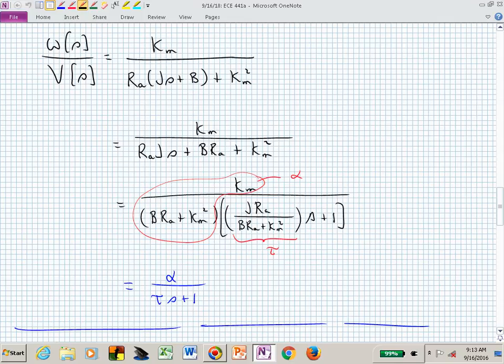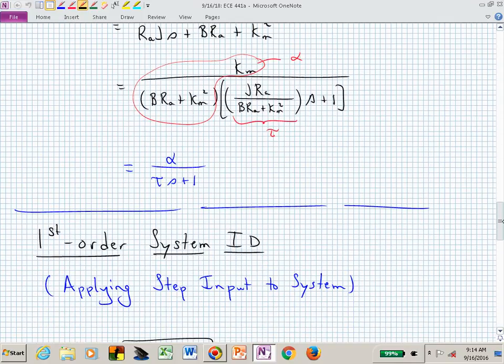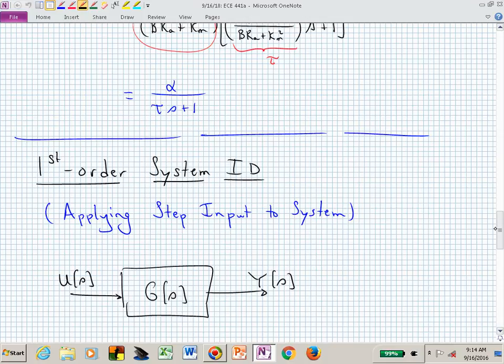Again, we have this first order transfer function. That should get you thinking about a lot of different environments where a first order dynamic behavior results or occurs. And we will be wanting to maybe change those dynamics or modify those, but first we have to identify those. And in terms of identifying a first order transfer function, how many unknown coefficients are in that transfer function? 2. Alpha, which is the DC gain, and tau, which is the time constant.